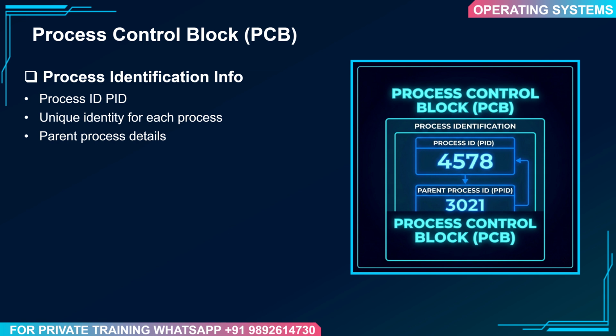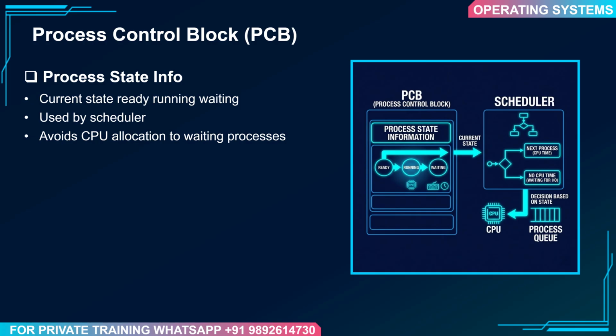Along with PID, there may also be information about the parent process. This helps the OS understand relationships between processes, especially when one process creates another, which you will study later while learning about process creation. Next comes the process state information.